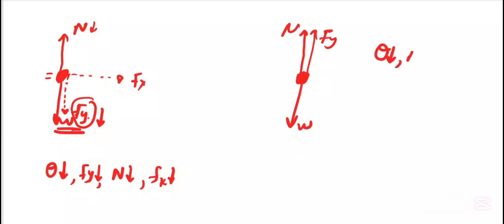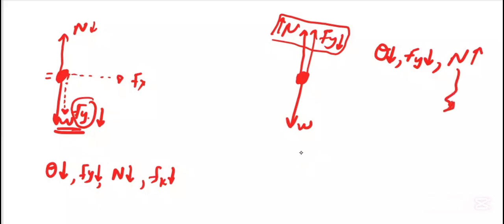What will happen when theta decreases? Also Fy decreases. So what will happen to the normal force? It is on the opposite side, so if this one decreases, this one increases. Okay, so the normal force will increase in this case. Therefore, when the normal force increases, friction also increases. This is how we answer these questions.